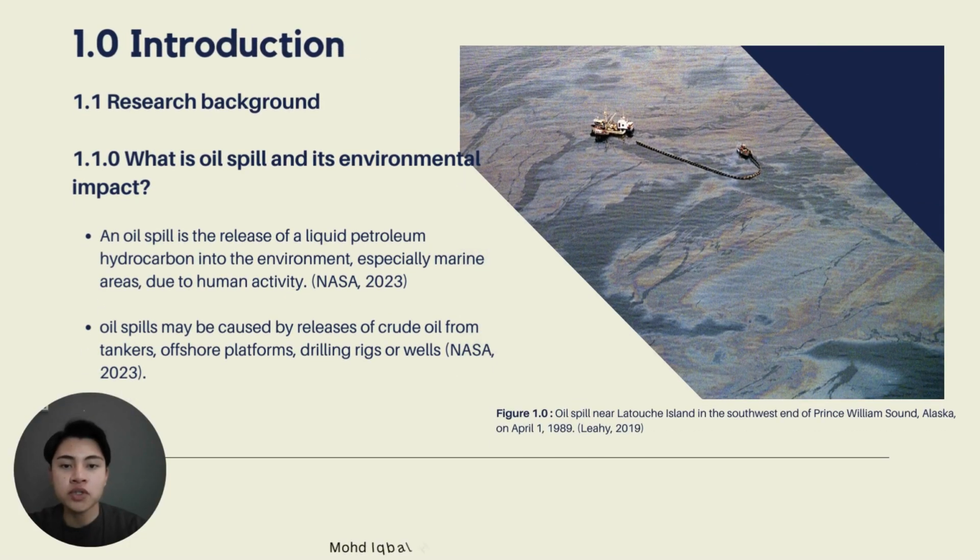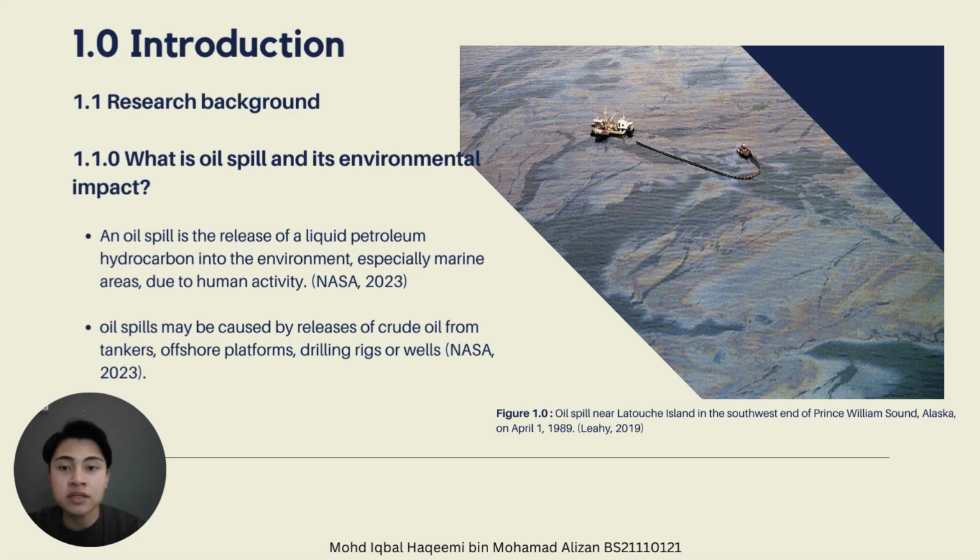Now we move on to the introduction part. Under the introduction part, first of all, I'm going to touch on the research background. So what is an oil spill and its environmental effect? According to NASA 2023, an oil spill is the release of liquid petroleum hydrocarbon into the environment, especially marine areas, due to human activities.